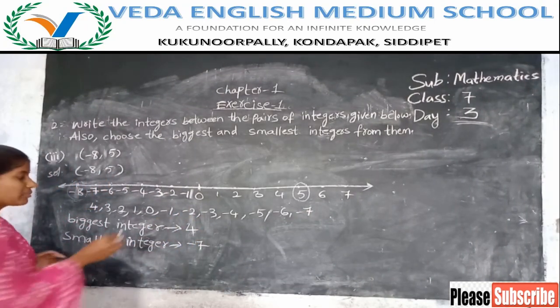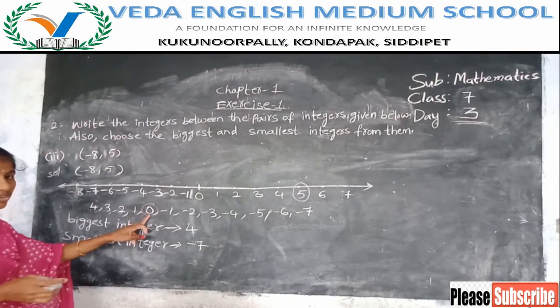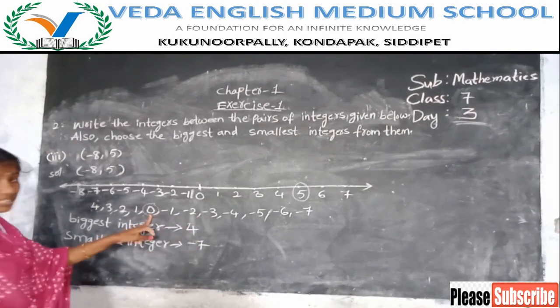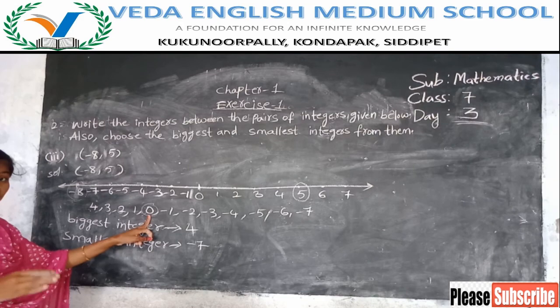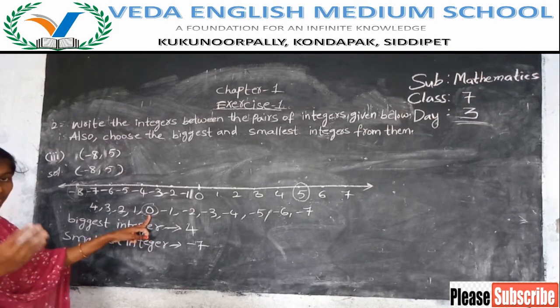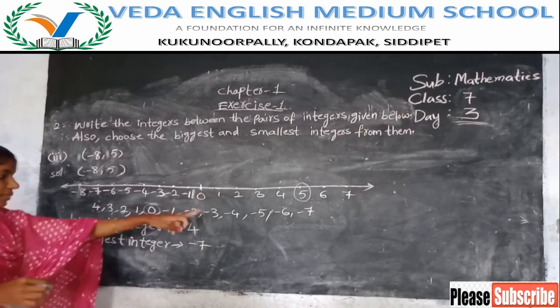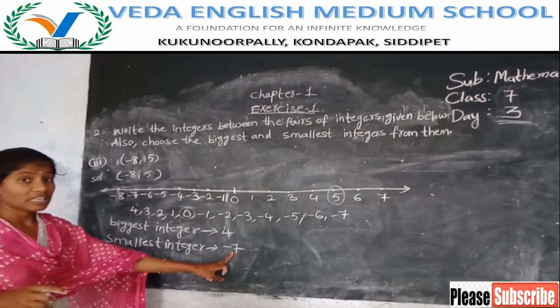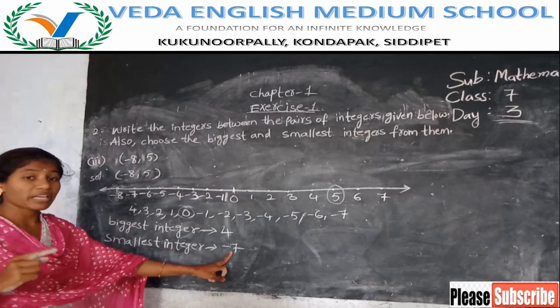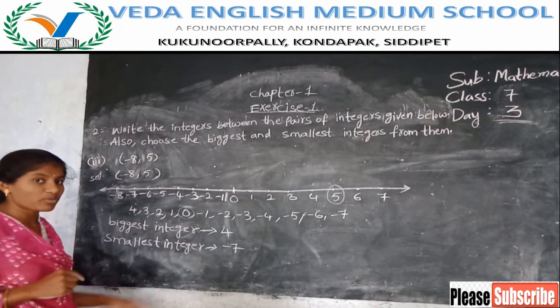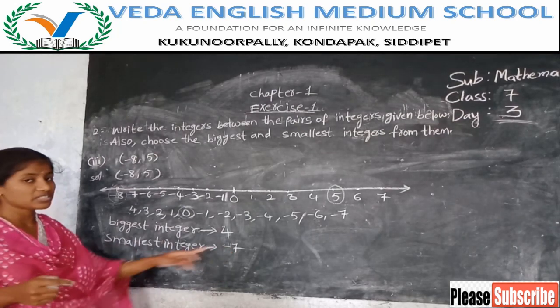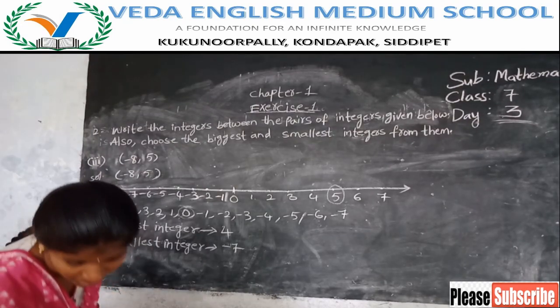Did you get any doubt? Madam, here 0 also is there, 0 is the smallest number, no? Then why are you saying minus 7? In the second problem only I said negative numbers are less than 0. So don't think about 0. Minus 7 is the smallest integer because in negative numbers, smaller number becomes greater, greater number becomes smaller. Now the second bit has completed.